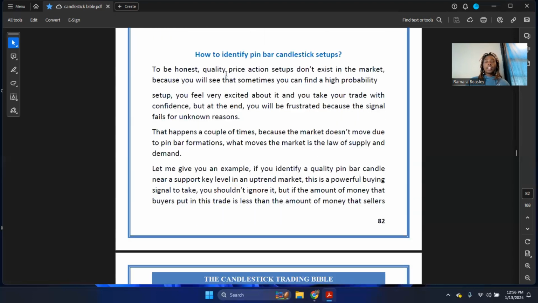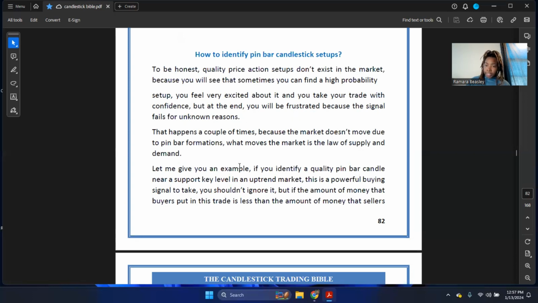All right, so how to identify pin bar candlestick setups? To be honest, quality price action setups don't exist in the market, because sometimes you can find a high probability setup, you feel very excited about it, and you take your trade with confidence. But at the end, you'll be frustrated because the signal fails for unknown reasons. That happens a couple of times because the market doesn't move due to pin bar formations.